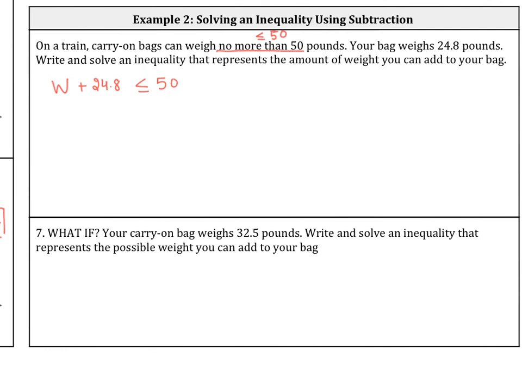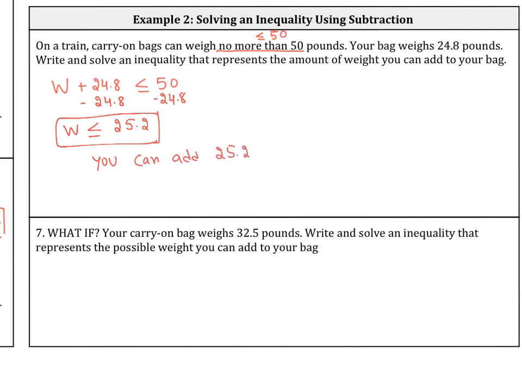Okay? So now to solve this, we are going to isolate the W. So it means that we are going to subtract 24.8 from each side. So W less than or equal to 25.2. It means you can add 25.2 weight to your bag.